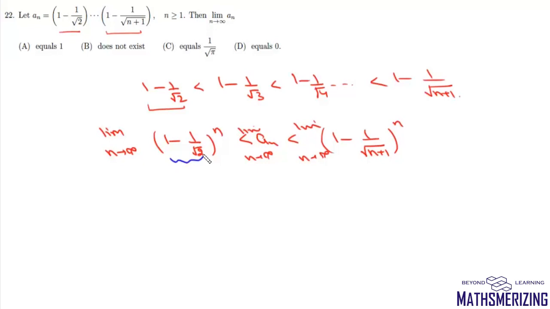Now this expression is less than 1. When a is less than 1, then a to the power infinite is simply 0. Now what about this right hand limit? This right hand side limit is of the form 1 to the power infinite.